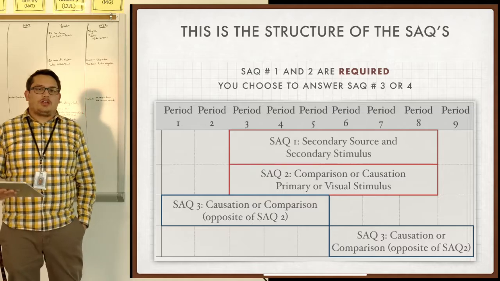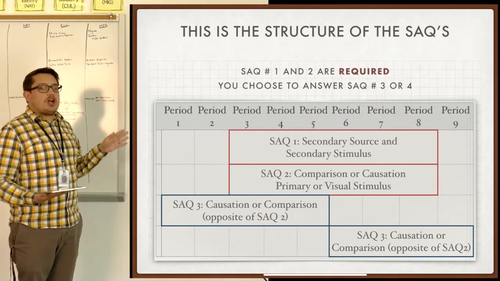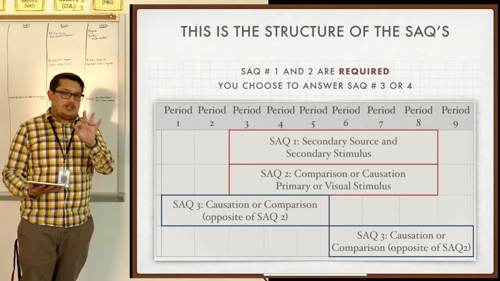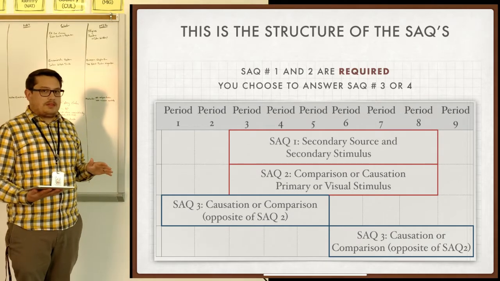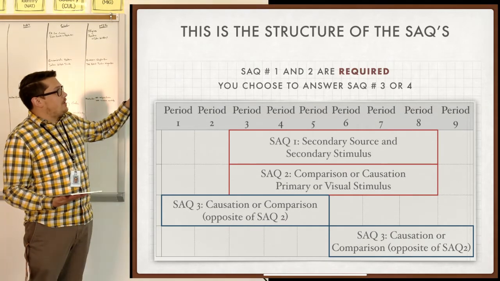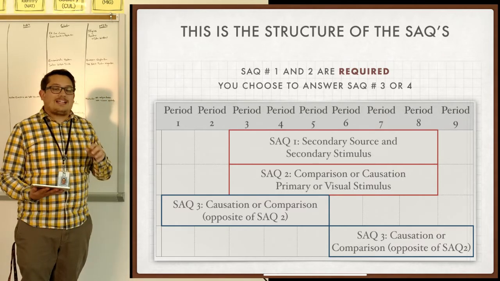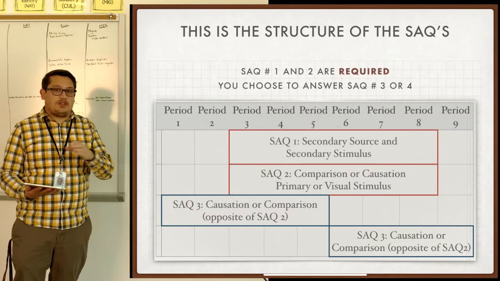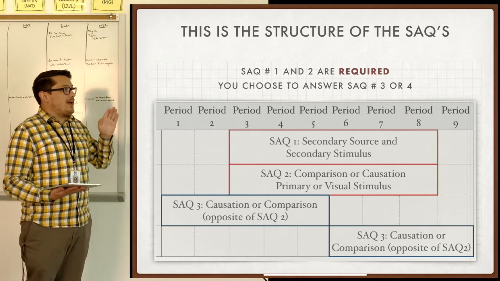Now this chart may look a little bit confusing, but let me break it down for you. This is the structure of the short answer questions. So again, you're gonna be writing 3 total. Short answer questions 1 and 2 are required. You do not get to pick them. They are going to come from periods 3 through 8. That's why we are going to focus most of our time on periods 3 through 8. Your DBQ is also going to come from periods 3 through 8. And so we're going to go a little bit faster through periods 1, 2, and 9.